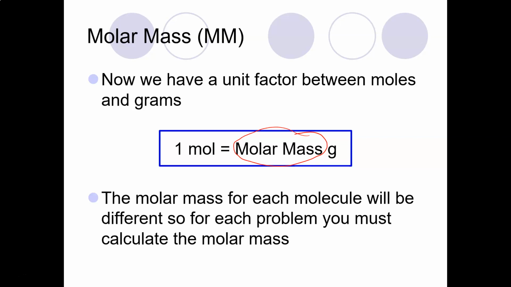So in every situation, either you're going to have to calculate the molar mass by using the periodic table to plug in a number. So a number is going to go right here, so that way you can use this as a unit factor, or I could give you the number in the question. So let's do some examples here.